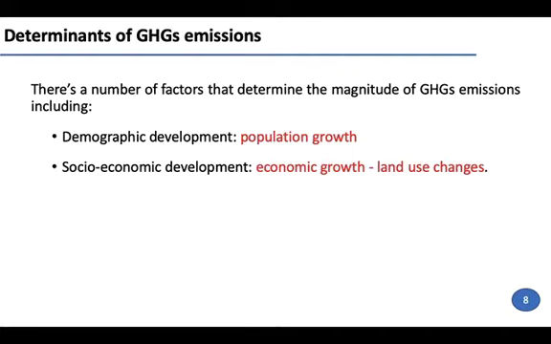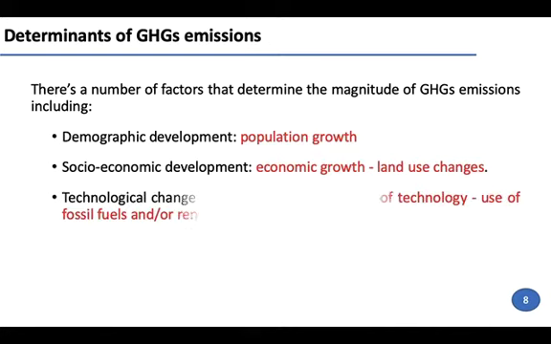Economic growth means that we are increasing production, either in existing activities or new additional activities, which means that the emissions will be increasing. Land use changes, especially when we talk about deforestation. Forests play a role in dealing with the CO2, especially. So when we do deforestation, it means that we have less mitigation to deal with the emissions of greenhouse gases.